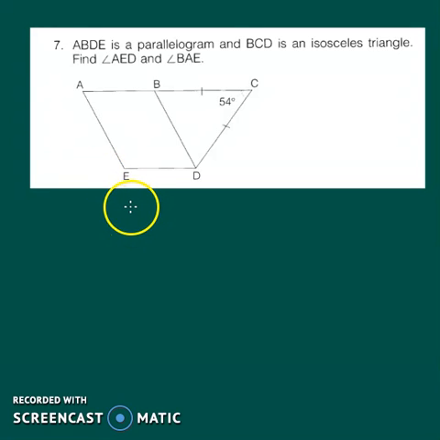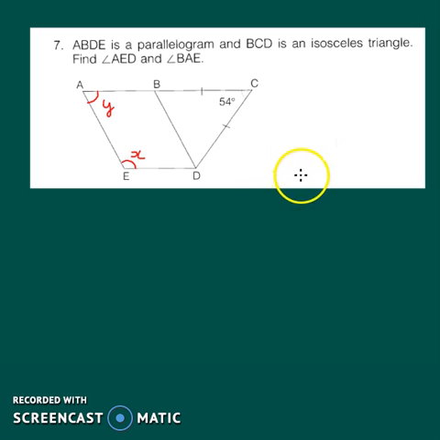ABDE is a parallelogram and BCD is an isosceles triangle. We need to find the angles AED and BAE. So instead of AED and BAE, I'm going to give those angles names so it's easier to refer to them. Angle AED, I'm going to call that angle X. And BAE, I'm going to call that angle Y. Now it's easier to talk about them.